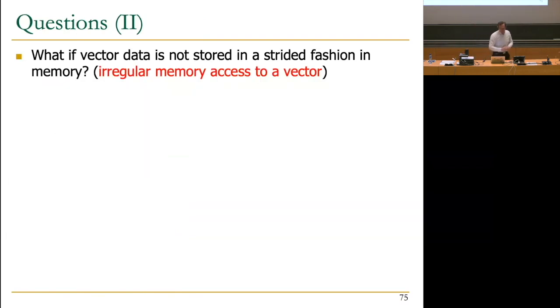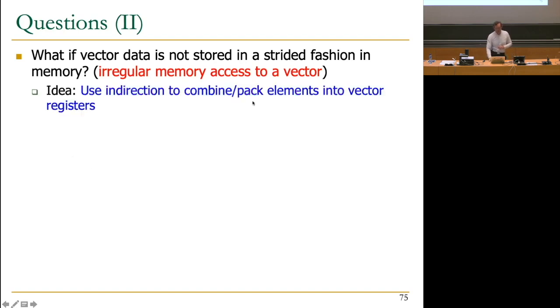Okay, so now let's talk about some more thorny issues. What if vector data is not stored in a strided fashion in memory? What if you have irregular memory access to a vector? Basically, the idea is to use indirection. Remember the load indirect that we introduced in LC-3? It's going to come back to us right now. We're going to do indirect loads.